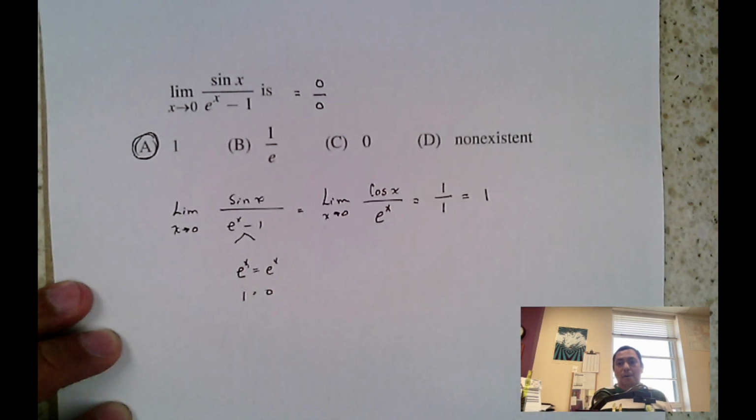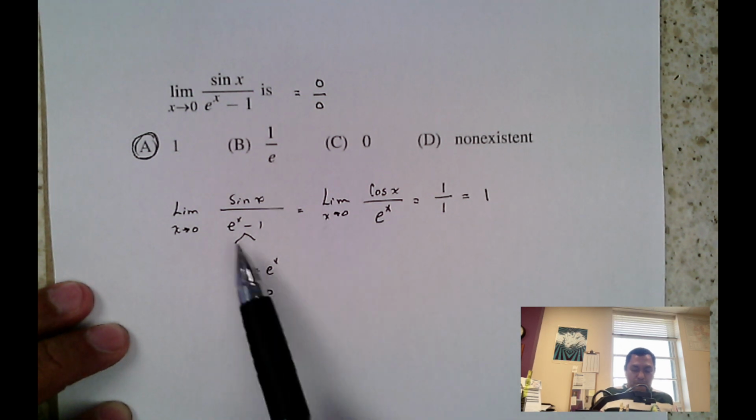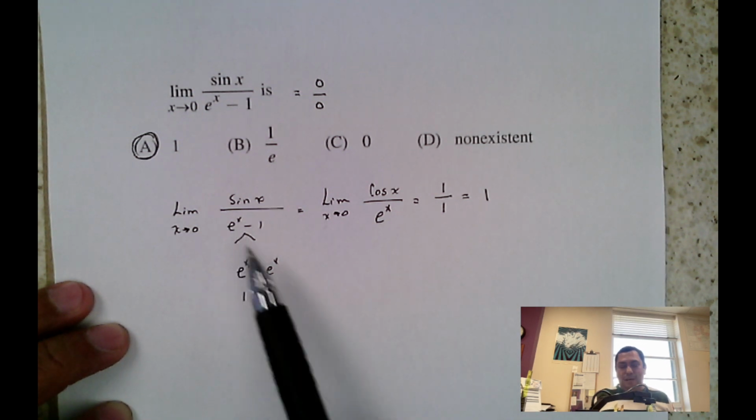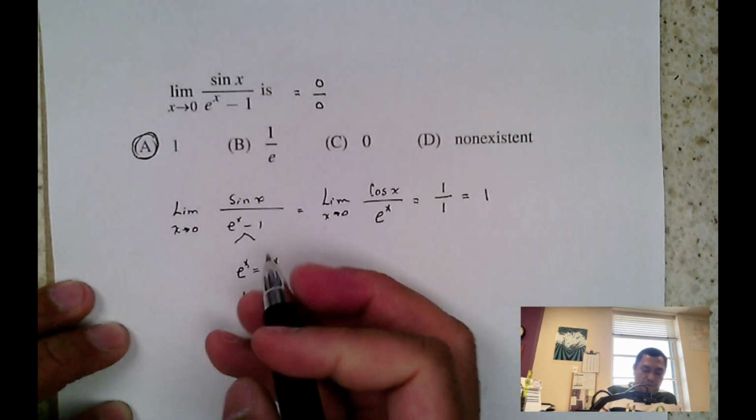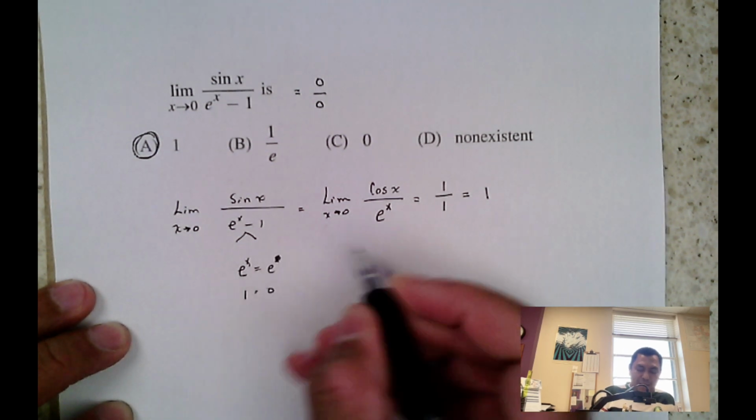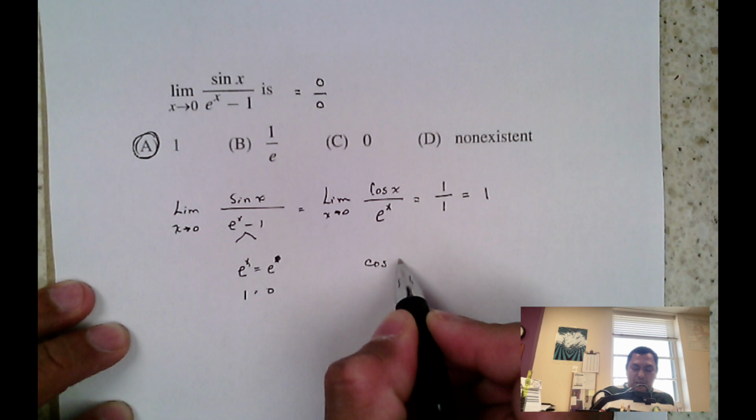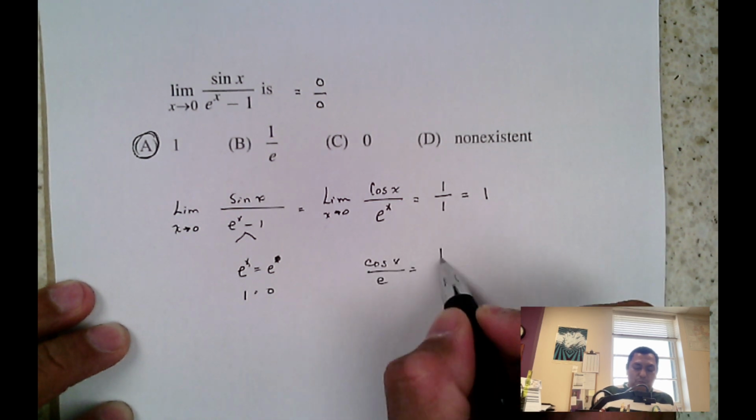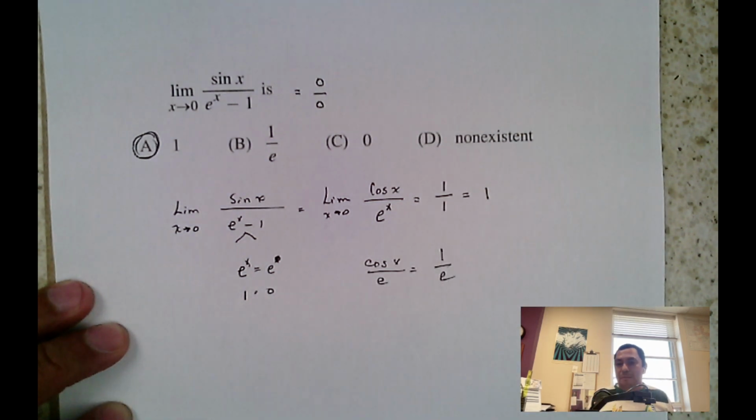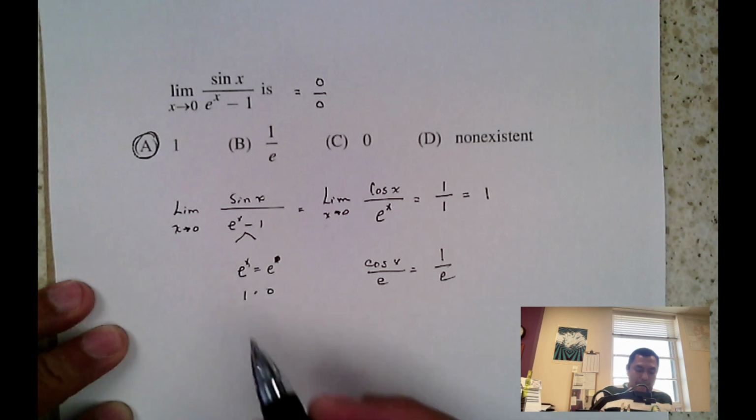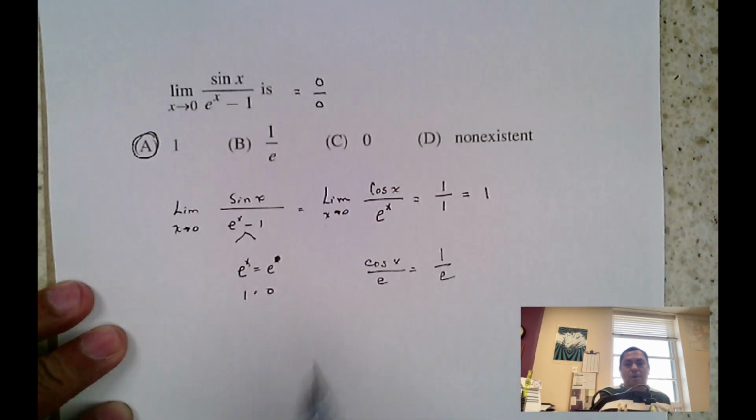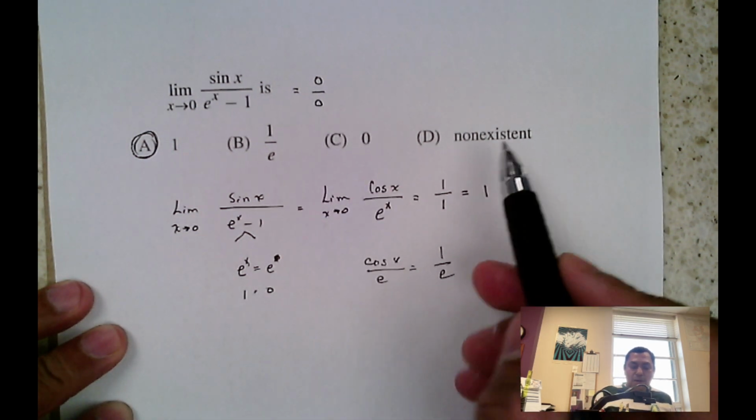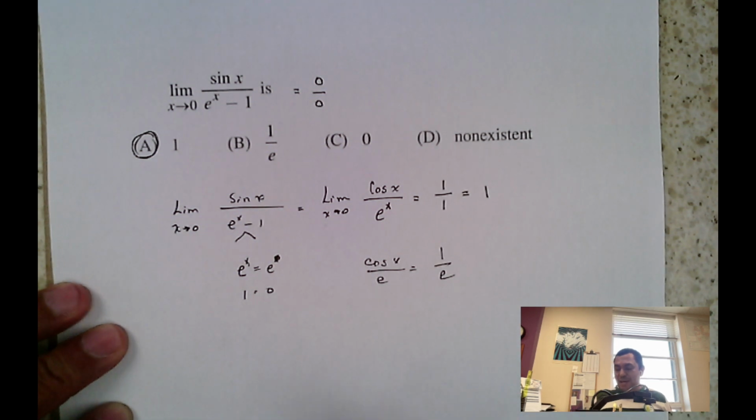All these options are there intentionally. For example, if you make a mistake in this derivative and you say the derivative of e to the x is just e, then you're going to have cosine of x over e, which is 1 over e. So then you have B. So that's one typical mistake. Another mistake that you can make is, because it's 0 over 0, if you are not well prepared for this test, you're going to say non-existent, and so on.